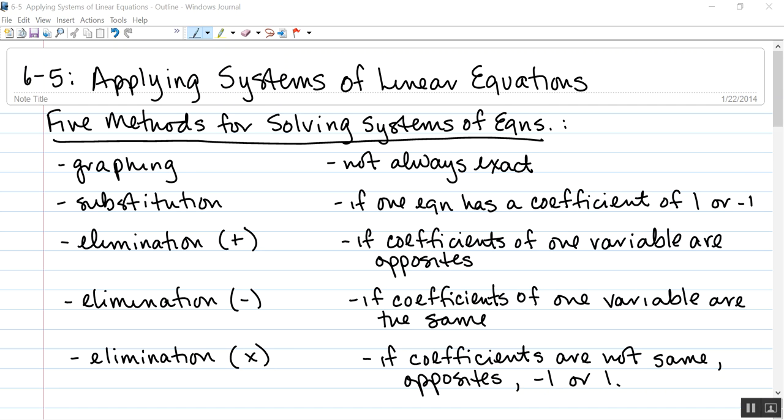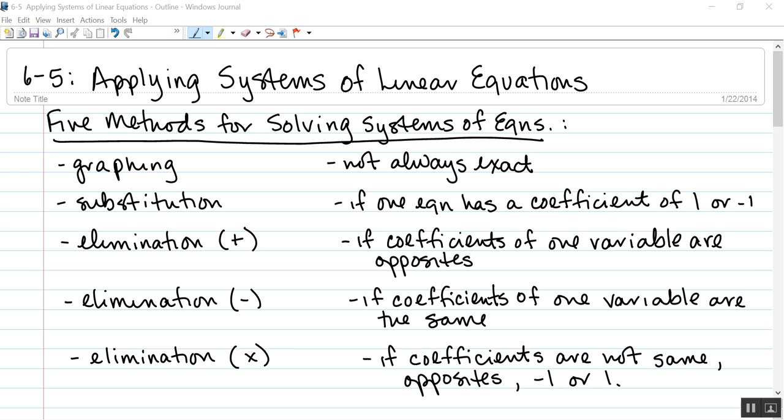Section 6.5 is on applying systems of linear equations. So let's take a minute and just review the different methods that we have for solving a system of equations. In section 6.1 we took a look at graphing, and that's where you draw the two lines and you see the point where they intersect each other. That's kind of fun, but it's not always very exact.